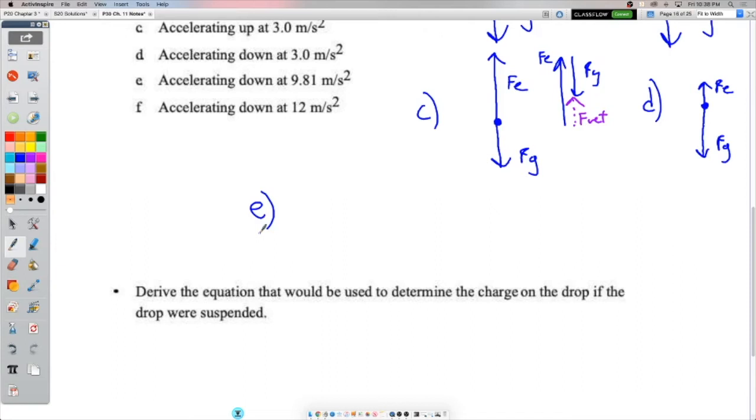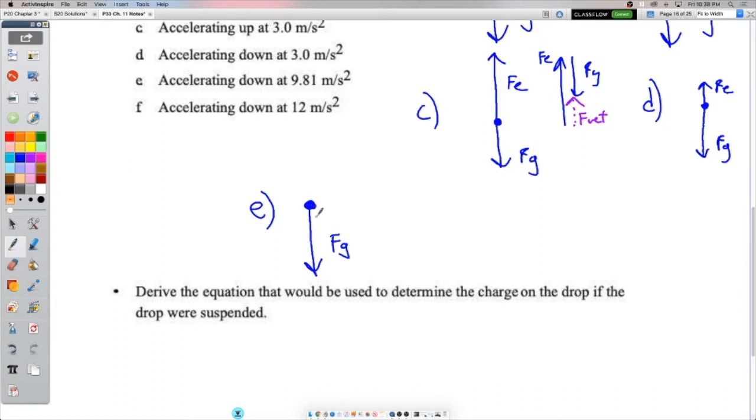Well, nothing, right? If it's accelerating downward at 9.81 meters per second squared, that is free fall. Okay, so it's accelerating downward at 9.81 meters per second squared. Unless I gave you some really weird example where there was some other upward force and then some other downward force that cancel each other out, right?